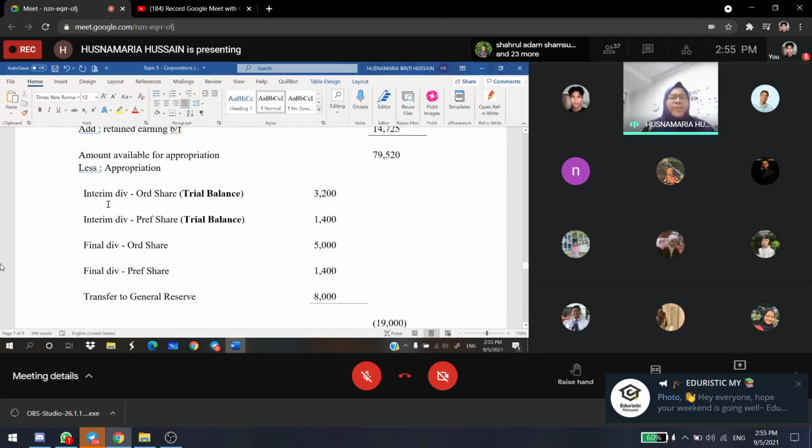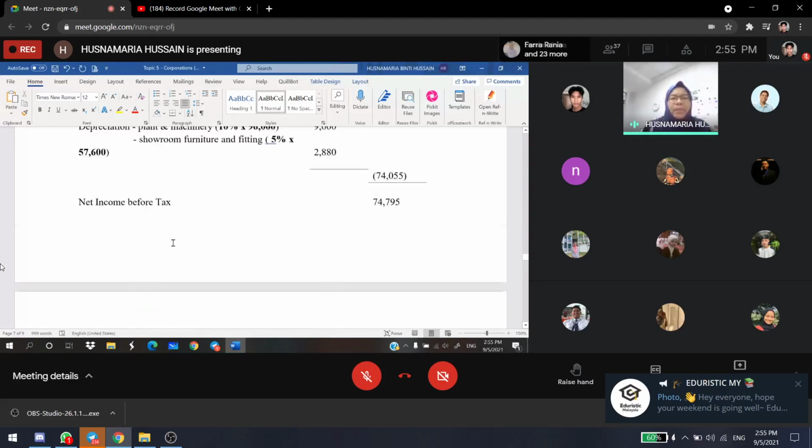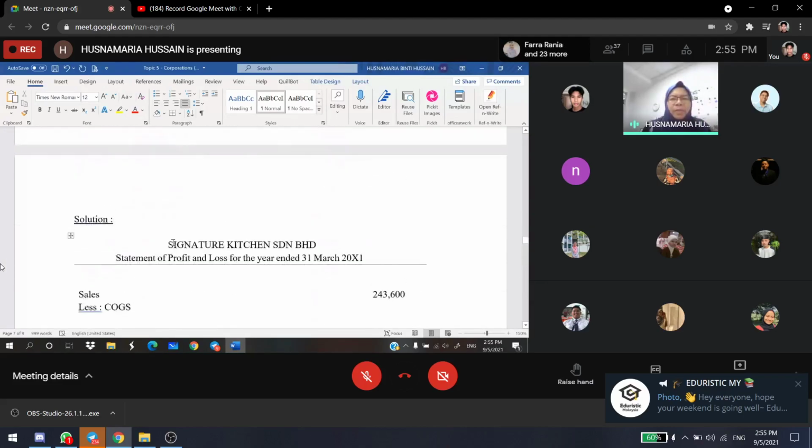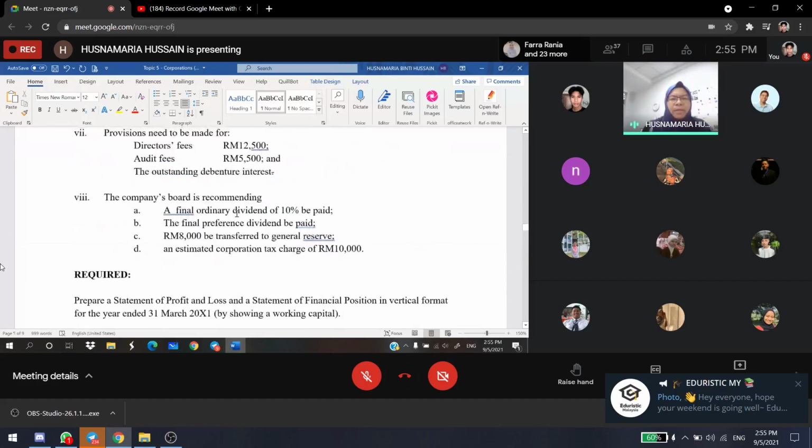Like what he did here, first he transfers the interim. Interim ordinary, interim preference from the trial balance, meaning paid already. How about the final dividend? Be careful, this is where students often make mistakes. Final dividend, how much did he say for ordinary? You need to refer to the question. Read the question carefully.